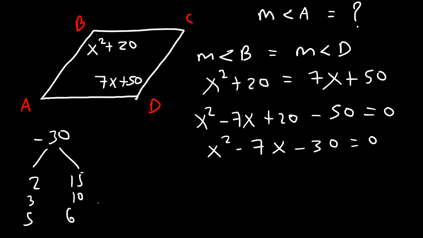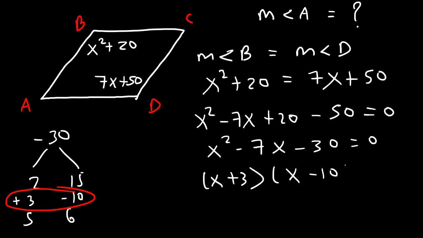Notice that 3 and 10 differs by 7. And to make it negative 30, one of them has to be negative. So it makes sense if we make it positive 3 and negative 10. 3 times negative 10 is negative 30, and 3 plus negative 10 adds up to negative 7. So to factor it, it's going to be x plus 3 times x minus 10.